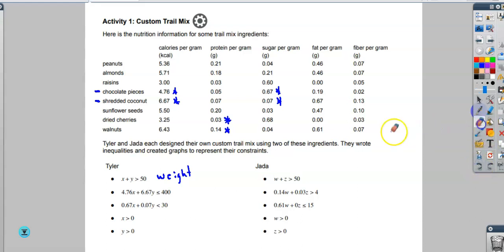I'm just going to erase them. So maybe you noticed, maybe you didn't, but there's your 0.14, your 0.03. But if you come up here in that same category, there's another 0.03. So maybe it's dried cherries, maybe it's raisins. Well, if you go to the next one, 0.61 and 0, over here is the 0.61. And again, it's the 0 right above it.